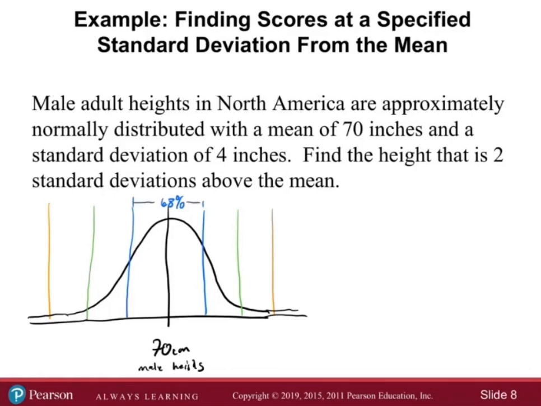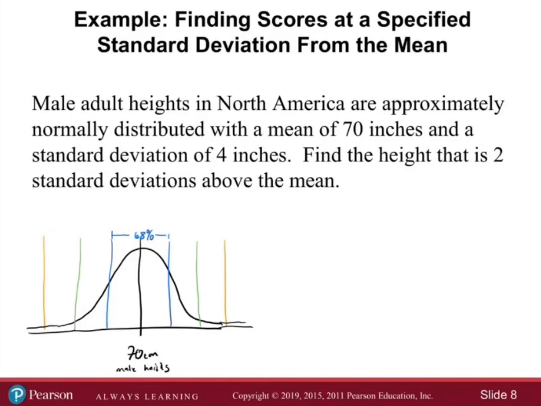Kind of running out of space. I'm going to shrink this down a little bit. Okay. And then 95% of the data should go from here to here. Okay. And then this one, 99.7% of the data should go from here to here.